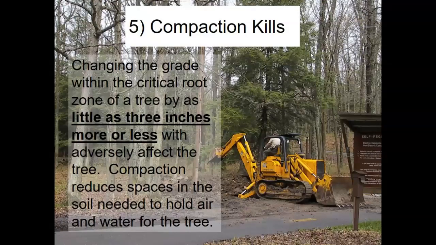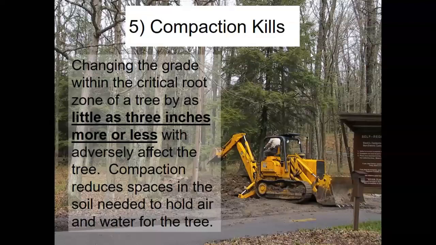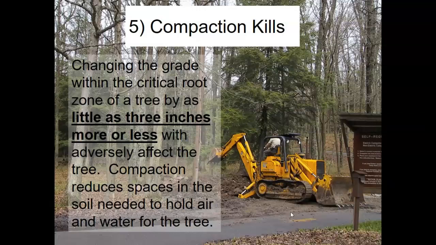The next one, number 5, is compaction kills. And compaction is, we think about something like this, right? That you're excavating, that you're using dump trucks or heavy equipment. And of course, this is an example of tree compaction, but it can be much more subtle and still have just as devastating an impact. So changing the grade within a critical root zone of a tree by as little as 3 inches. That's half the width of a dollar bill. As little as 3 inches will adversely affect a tree.